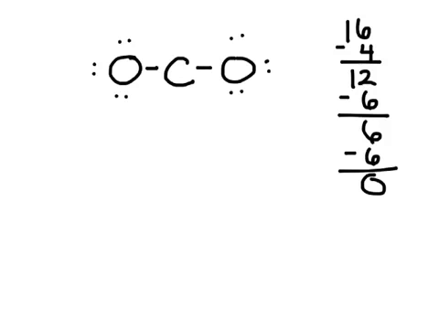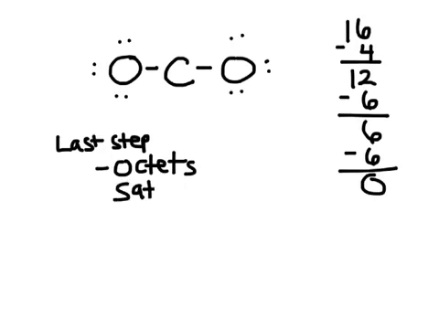So I look at this and say, all right, now the final check, the last step, is: octets satisfied? I have to take a look. Remember, if there's hydrogen, the maximum you can have is 2, but in the other atoms, you're looking for the octet. So let's take a look here. With this oxygen, I count up my electrons around it. 2, 4, 6 for the pairs, and then the one bond makes 8. So that oxygen is good.